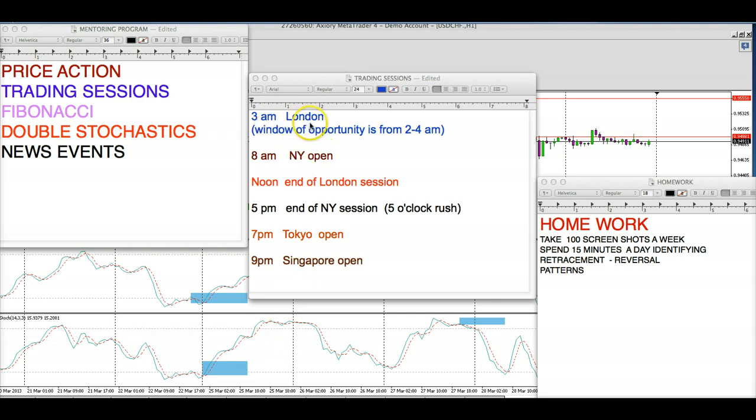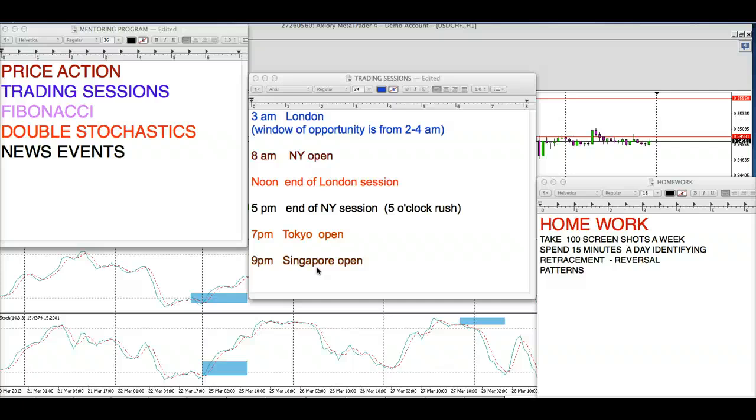We have 3 a.m. London, a window of opportunity is between 2 and 4 a.m. This is all Eastern. 8 a.m. New York Open, noon end of the London session. There's the 5 p.m. end of the New York session, which is called the 5 p.m. clock rush. 7 p.m. Tokyo, and 7 and 9 p.m. Singapore session.